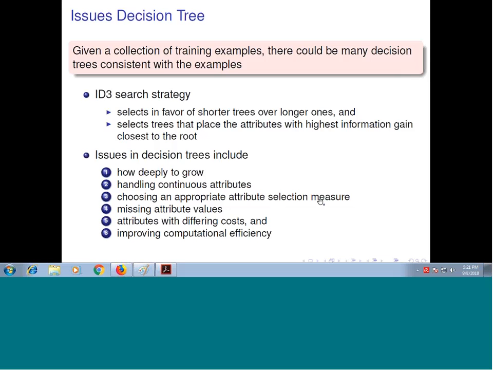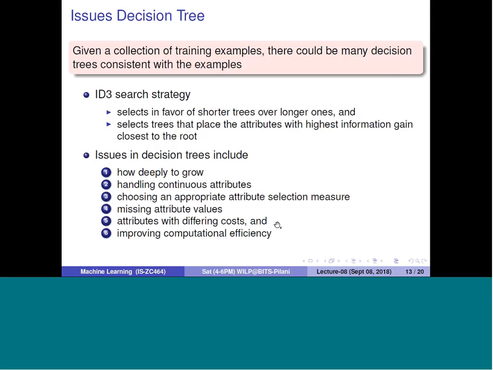Choosing an appropriate attribute selection measure is also important. Here we have seen that one appropriate measure was the information gain. Others could also be possible. Missing attribute value: sometimes the attribute has a missing value at the time of building the tree, then what to do? This is again a question. Attributes with differing cost: it may be possible that different attributes have different costs.